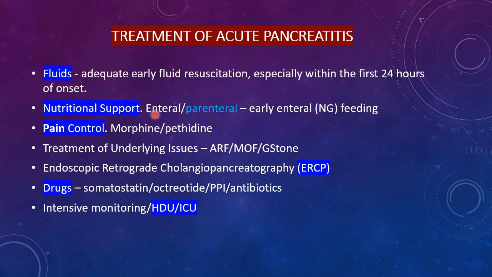Then you also have to look into nutritional support because the patient is unable to produce any enzymes for normal digestion. It can be enteral or parenteral. Parenteral is not very effective, and in fact it's more risky in these patients. So we try to go for early enteral feeding, especially using nasogastric feeding.